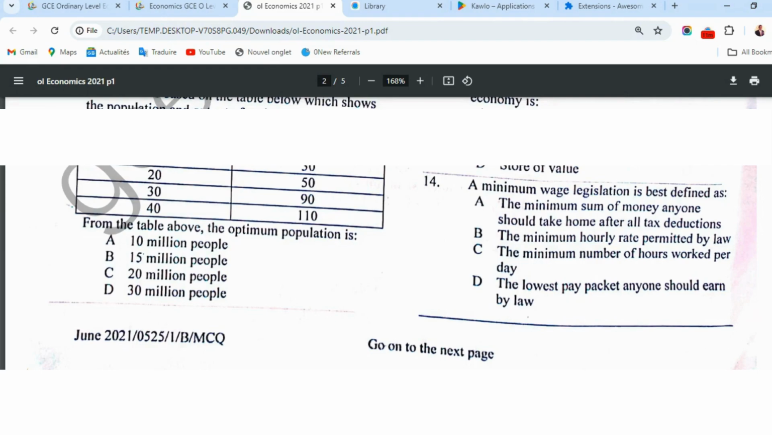So what do you think is the correct answer here? I give you a few seconds before answer. So the correct answer is B, the minimum hourly rate permitted by the law. Right? So we'll continue with the next one.